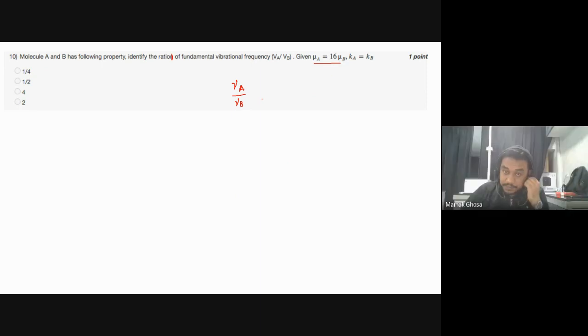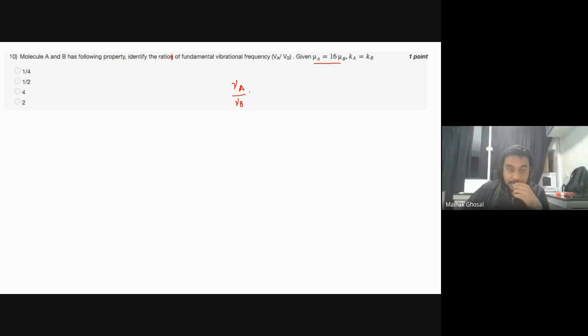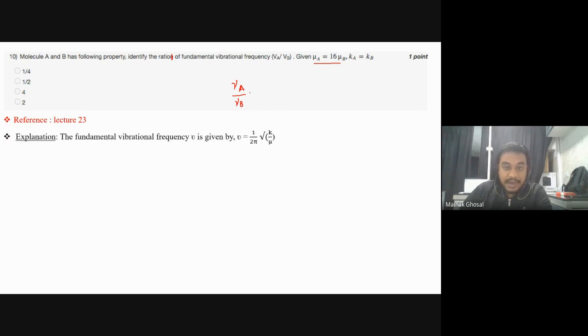One by four. Okay. So you will find this reference in lecture number 23. The fundamental vibrational frequency, I'm writing it again: 1 by 2 pi root over k by mu.